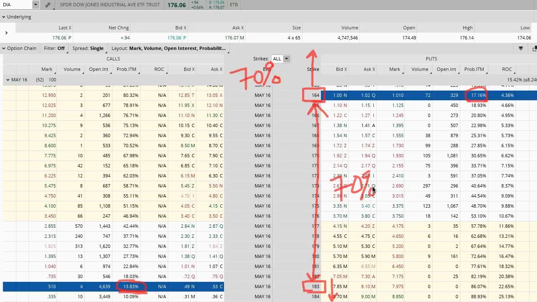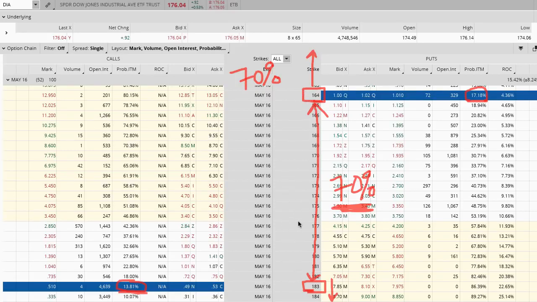So now with these strike price anchors, we can determine that as long as we use our short strikes set at 183 and 164 for DIA, we've got about a 70% chance of success on anything that we do with those strike price anchors. Now notice, I think it's really important here that the strike price on the put side is much further away from the market than the strike price on the call side, okay?